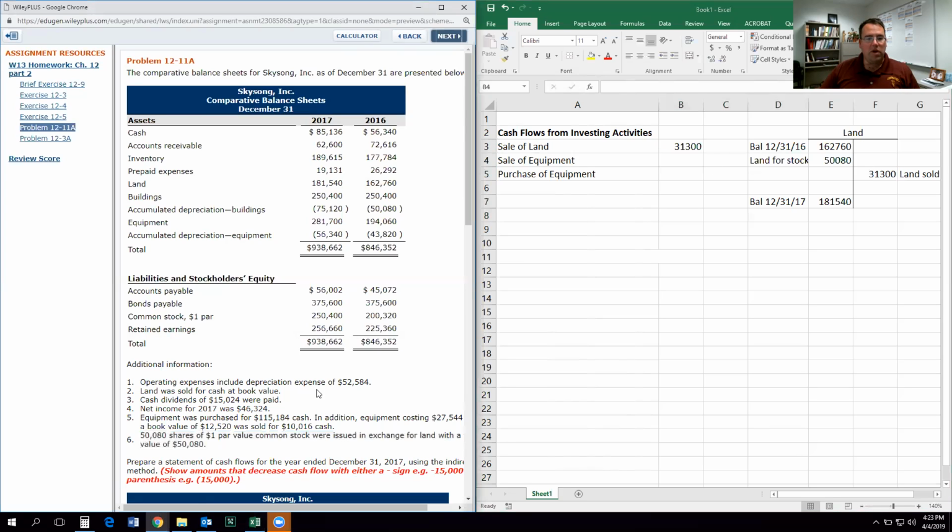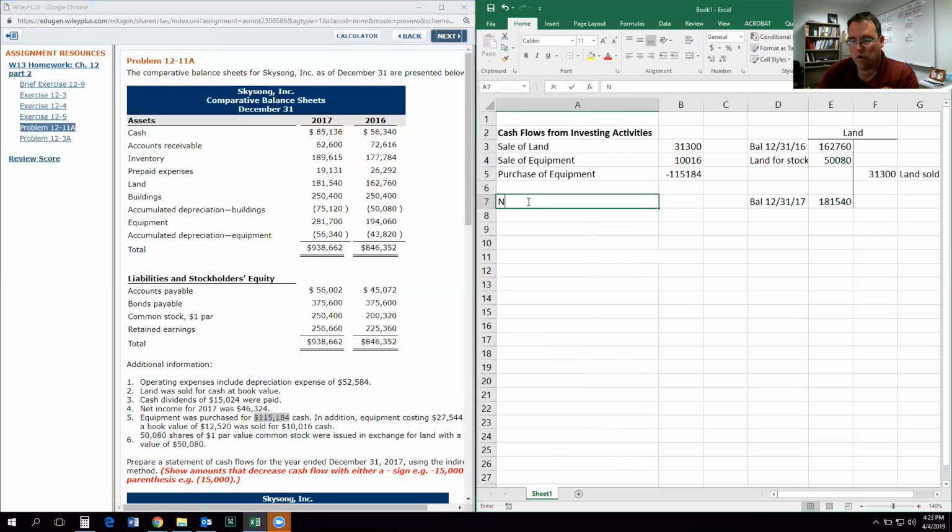And then the sale of equipment, it actually tells us straight up that we purchased some equipment for cash and that we sold some for cash. But even though there will be all this change in the equipment account, it tells us the amount of cash. So we sold for $10,016, and we purchased equipment for $115,184. Remember, the purchase of equipment, because that's where we're buying an asset, means we are reducing our cash.